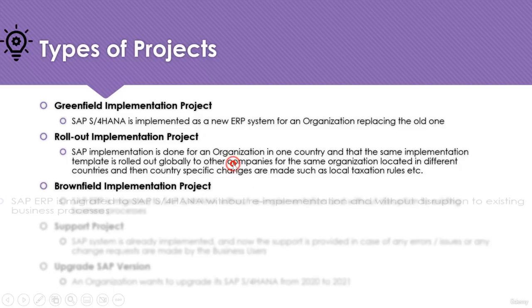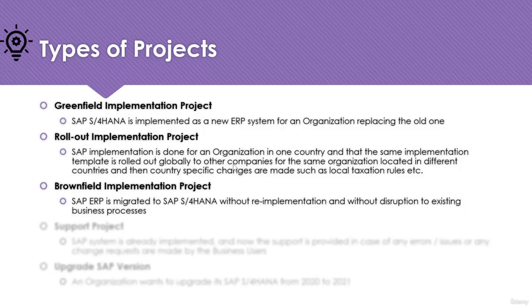The next type of project is Brownfield implementation project. SAP ERP is migrated to SAP S/4HANA without re-implementation and without disruption to existing business processes. It means if an organization is already using an SAP system, but it is an older version, that is SAP ERP or SAP ECC, and now that organization wants to migrate to SAP S/4HANA, that is the latest version of SAP, then the project type will be Brownfield implementation project.